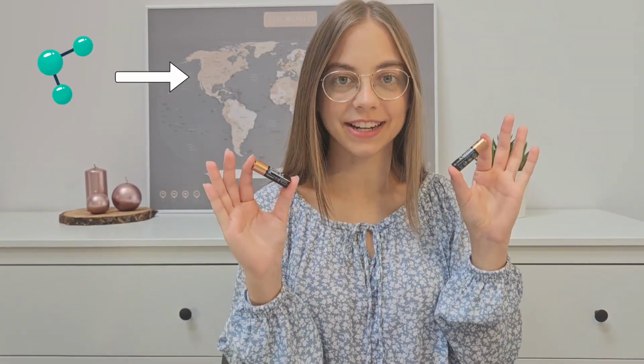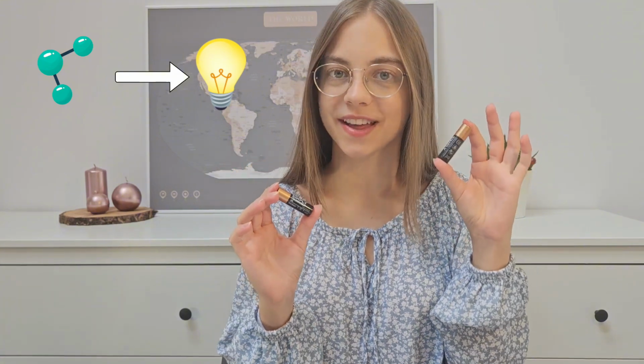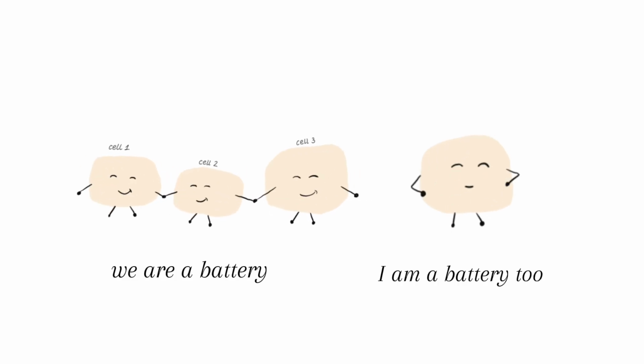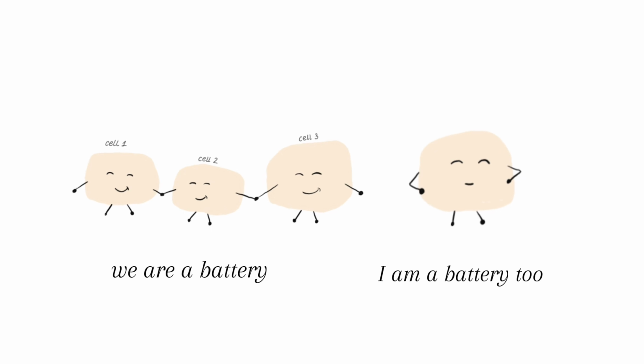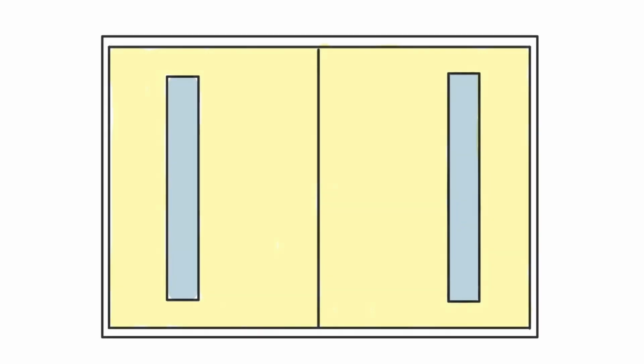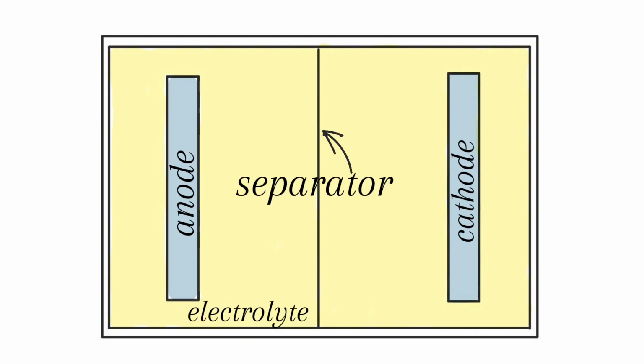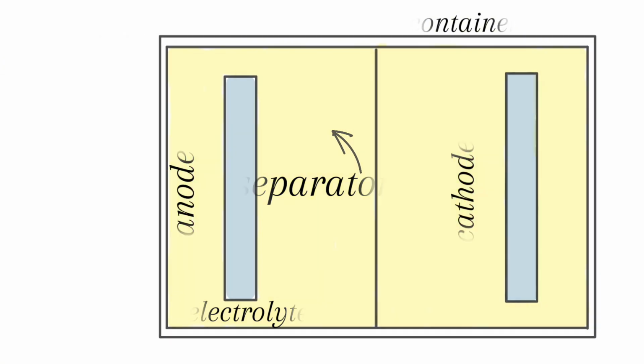Batteries convert chemical energy through redox reactions into electrical energy. In theory, they consist of several electric cells. However, a single cell is also often referred to as a battery. A cell should have an anode and a cathode immersed in an electrolyte with a separator that ensures the electrodes do not touch but allows for the ion exchange, all within some sort of a container.